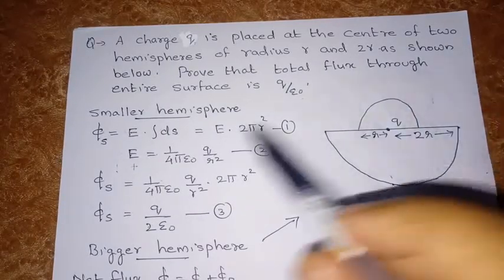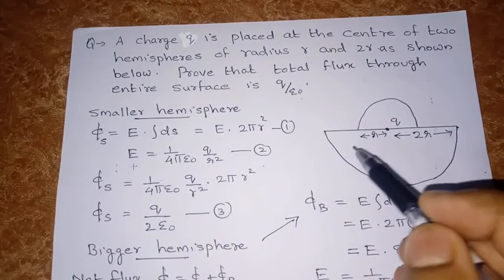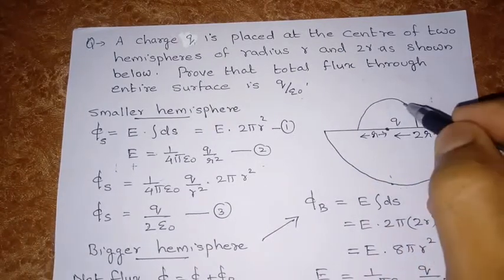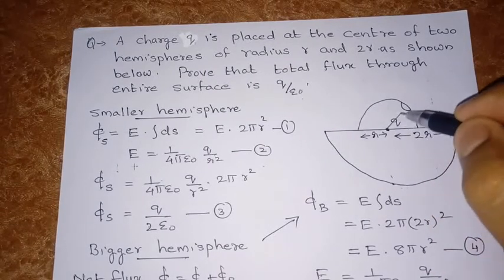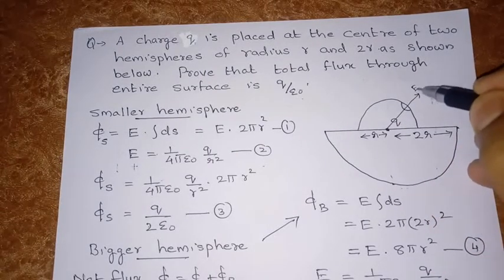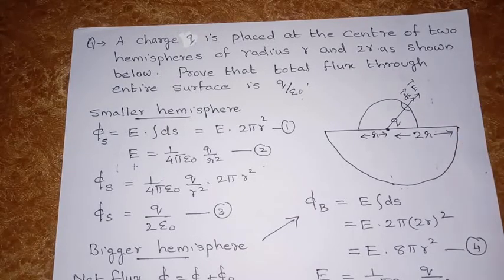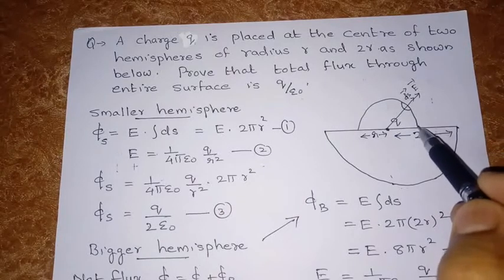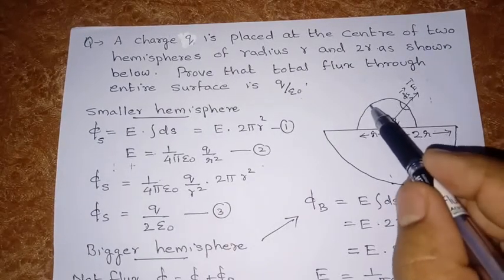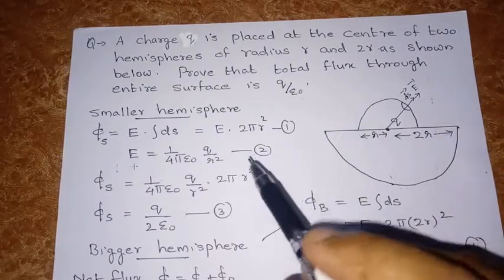We know that flux phi is equal to the integral of E dot ds. Wherever I take a small elemental area ds, the electric field and the elemental area are parallel to each other. Therefore, the angle between E and ds is 0. As well as everywhere on the smaller hemisphere, the electric field remains the same. Therefore, the electric field I can take out of the integration.